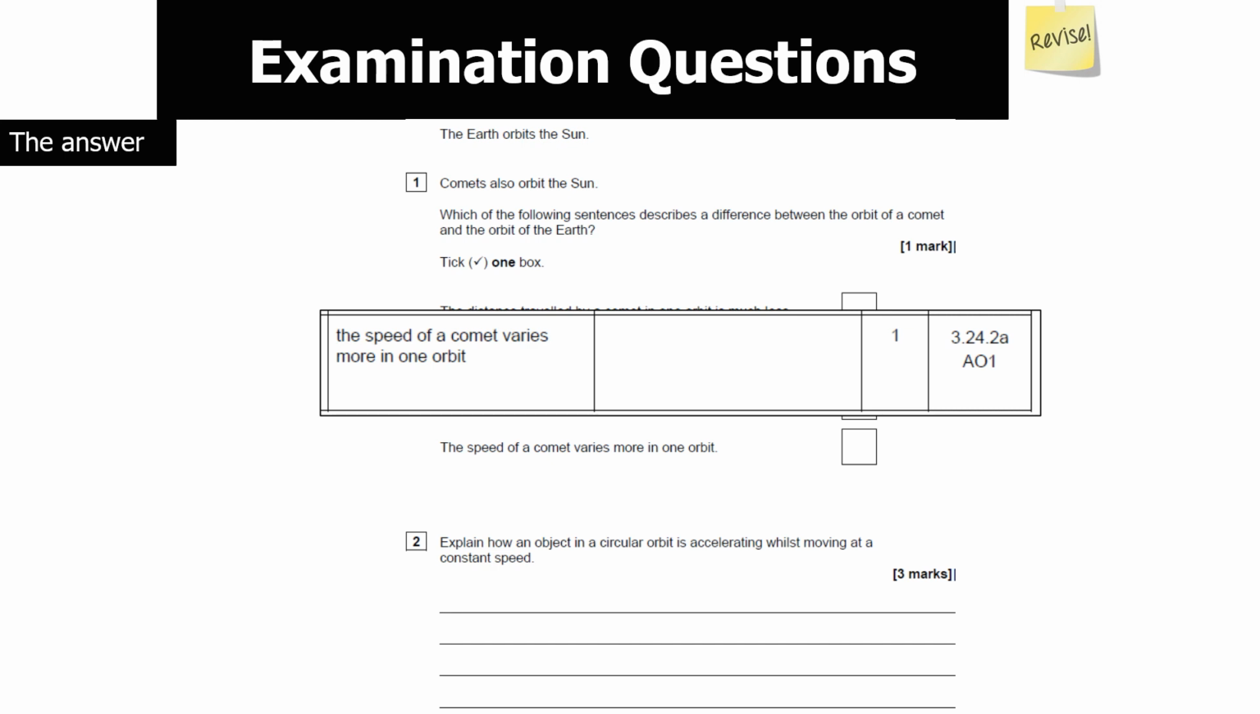So therefore, the correct answer will be that the speed of a comet varies more in one orbit, because it's got a much more eccentric and much more irregular orbit than that of a planet.